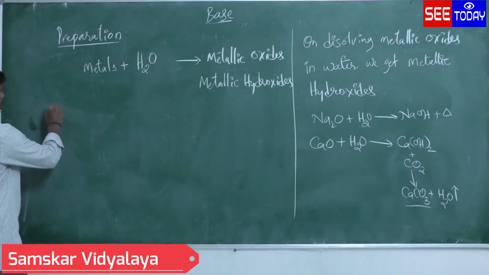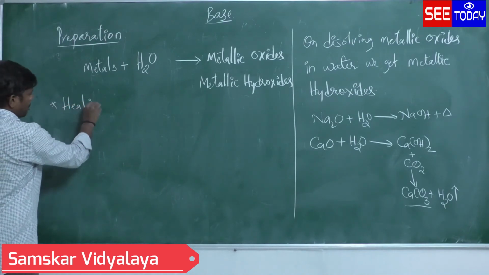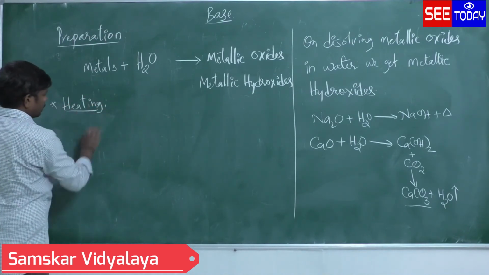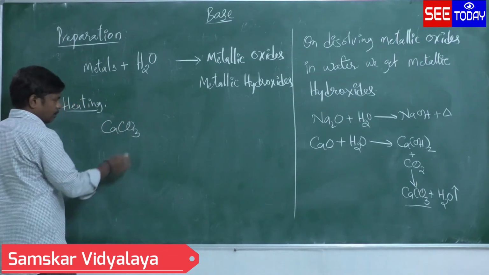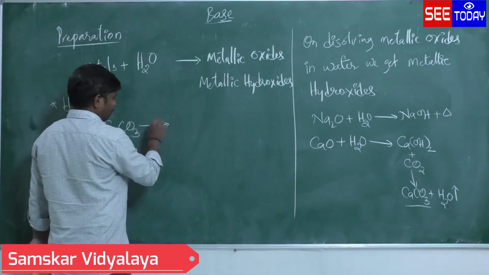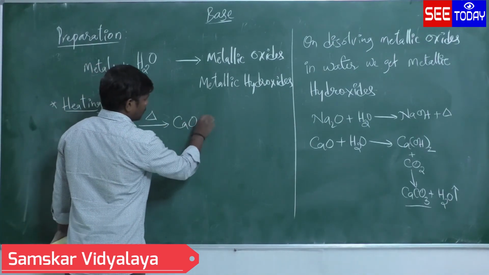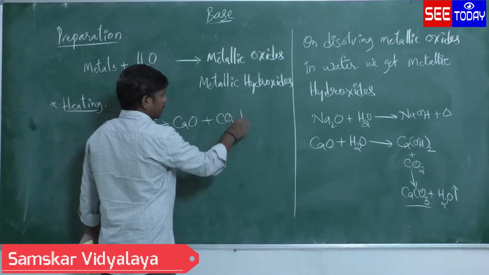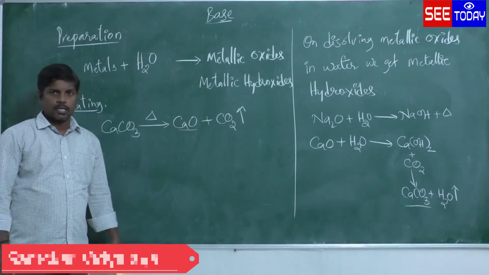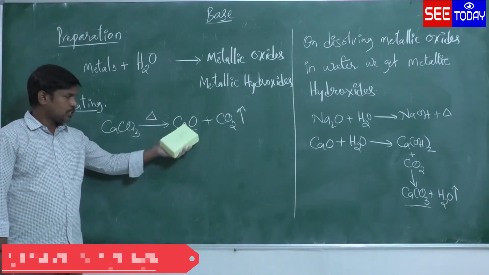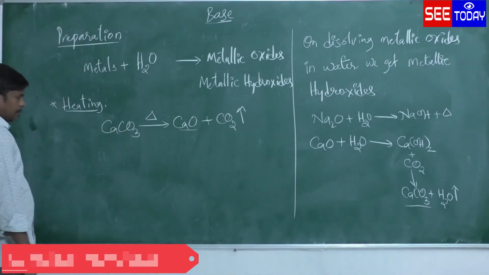Next, one more method: heating. On heating, if you take calcium carbonate, on heating calcium carbonate, you will get calcium oxide and carbon dioxide will be released. So this calcium oxide acts like a base. So this is a base obtained on heating this, right?